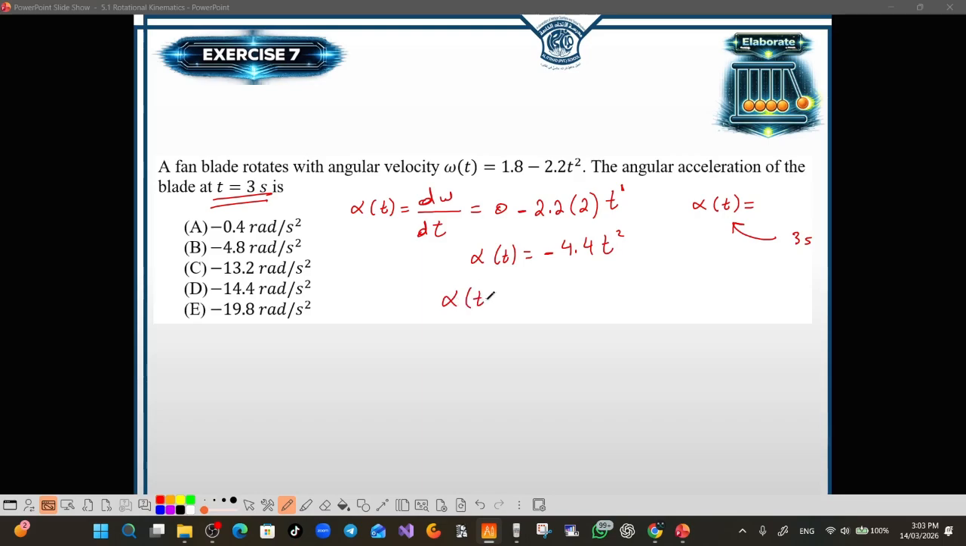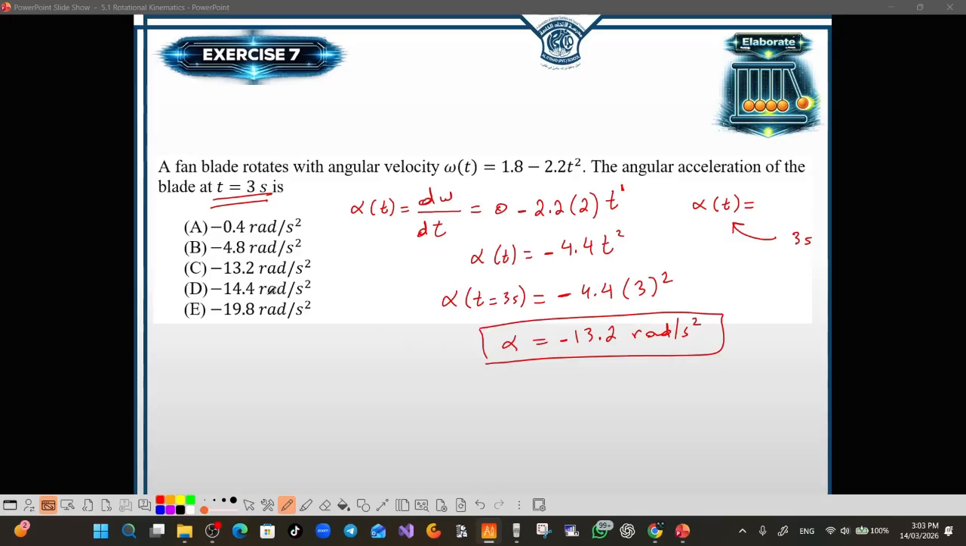Now we substitute the time 3 seconds in the equation to get the angular acceleration after 3 seconds: minus 4.4 times 3. The final answer is minus 13.2 radian per second squared. This is alpha after 3 seconds. And the correct answer is C.